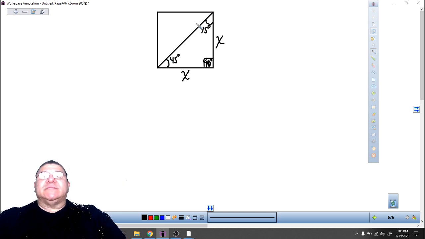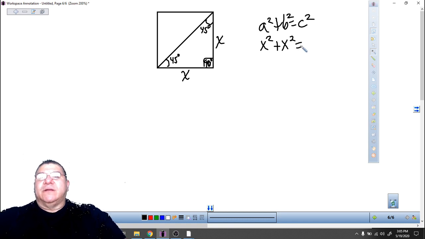We're missing this length, and it's a right triangle. So what are we going to use? Bam, let's go. A squared plus b squared equals c squared. Okay, so what is a? X squared. What is b? X squared. And what is c? We don't know, so we leave it as c squared. So what is x squared plus x squared? 2x squared equals c squared.